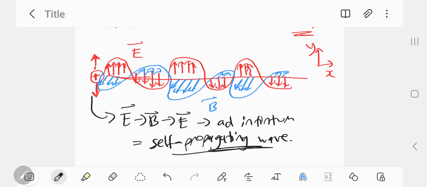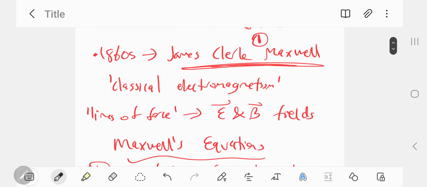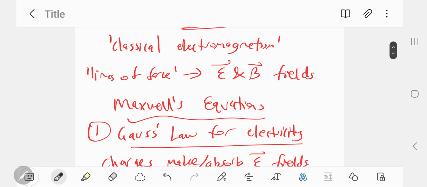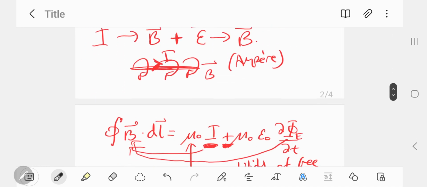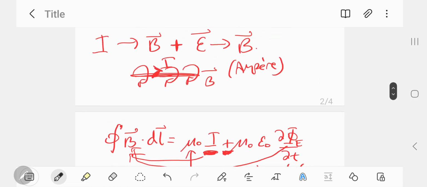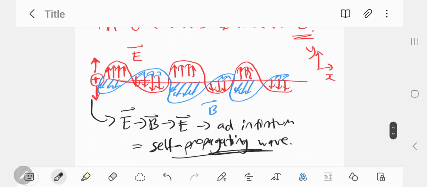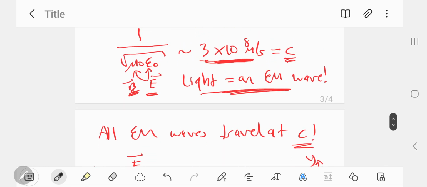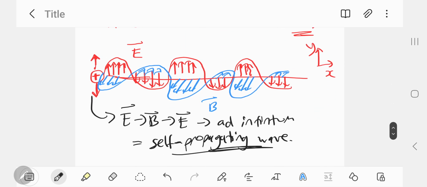And so to summarize, Maxwell developed 4 equations to unify electricity and magnetism, and he introduced the idea of electric and magnetic fields. He made a modification to Ampere's law by adding this additional term here, showing that electric fields can also give rise to magnetic fields. And with those 4 equations, he was able to show that light is an electromagnetic wave, and all electromagnetic waves travel at the speed of light. And they're self-propagating waves.